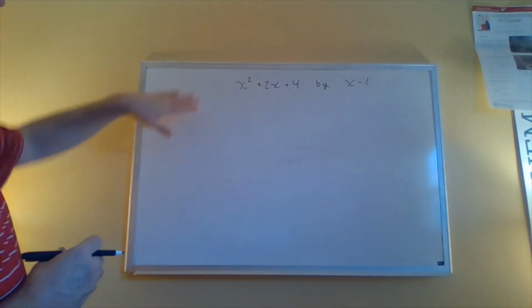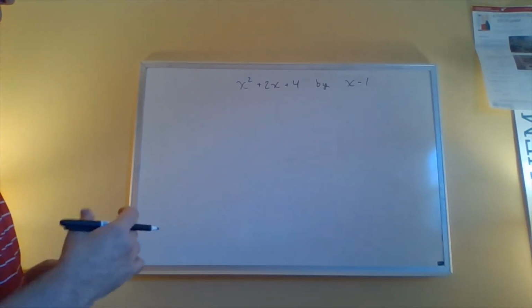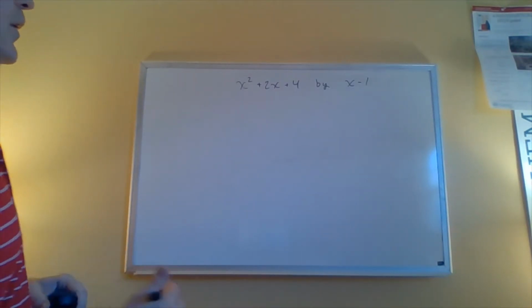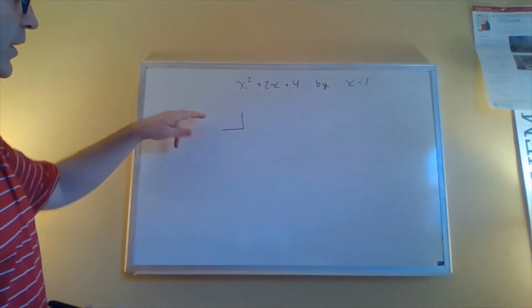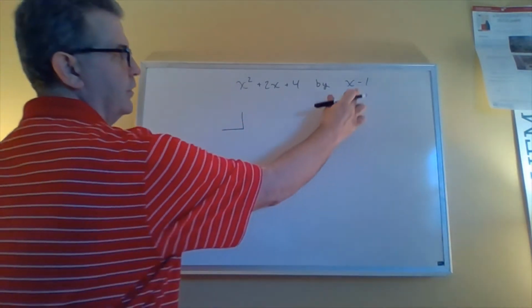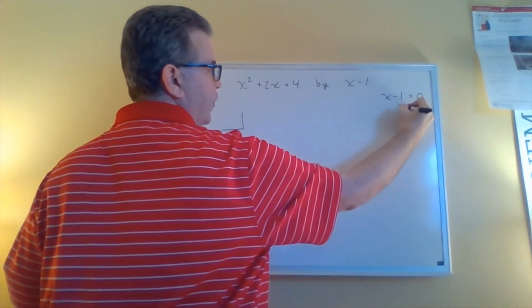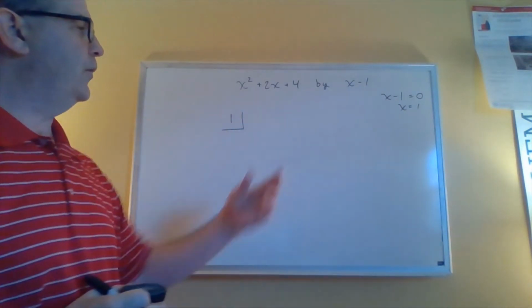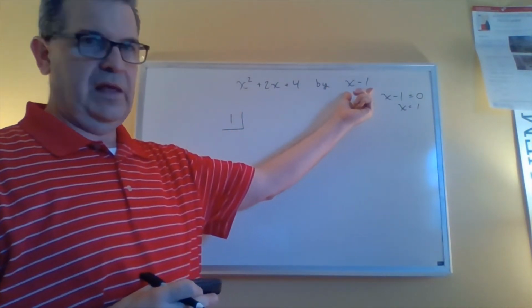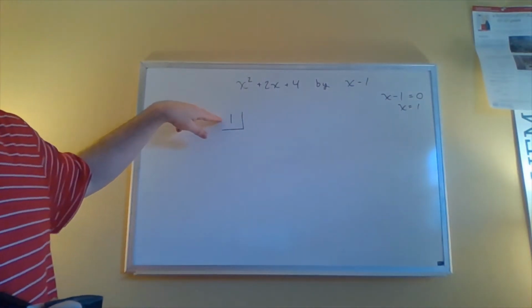So let's look at this problem here, x squared plus 2x plus 4. We're going to divide that by x minus 1. To set up, we're going to figure out what number we are dividing by. We set x minus 1 equal to 0, or x equals 1. That's the number we put here. Whatever we're dividing by, we set that equal to 0, and whatever that becomes, that's the number we put right in there.